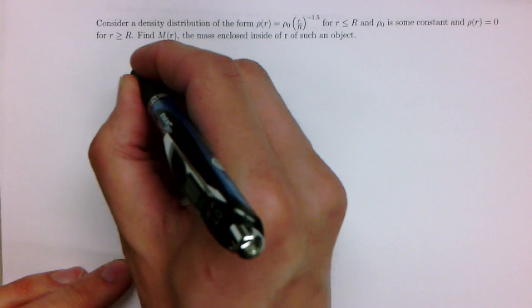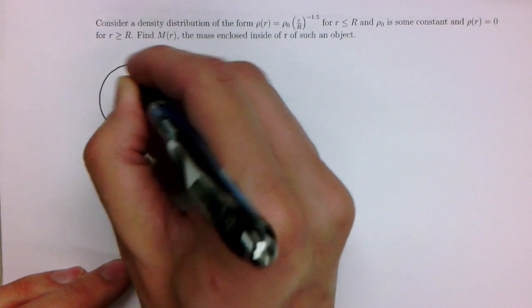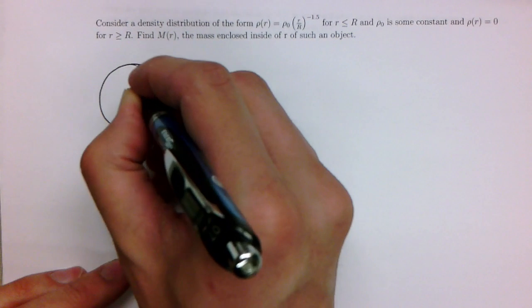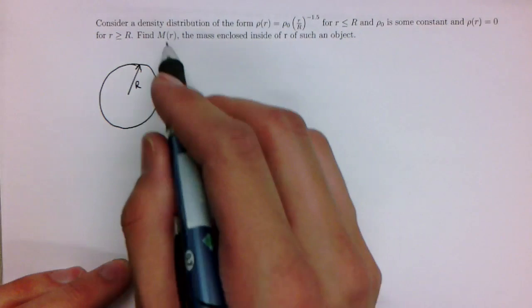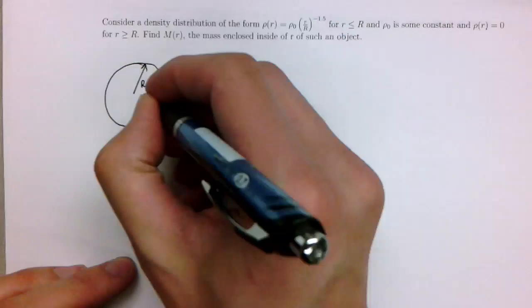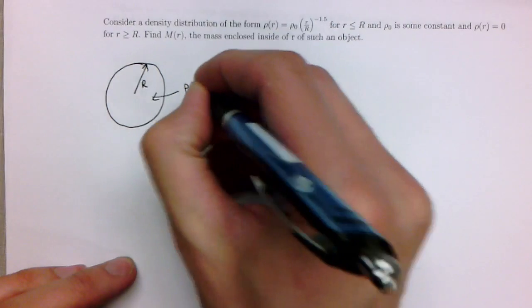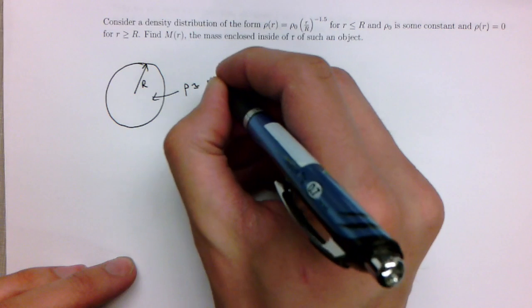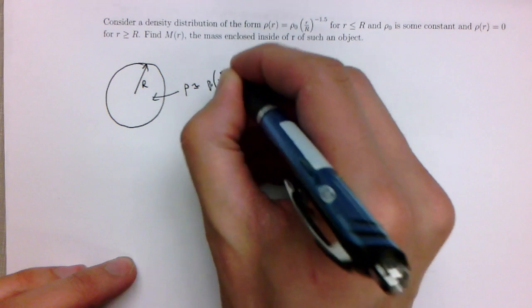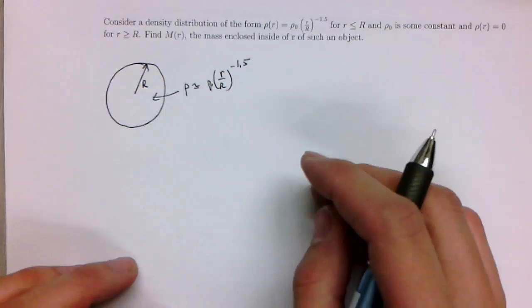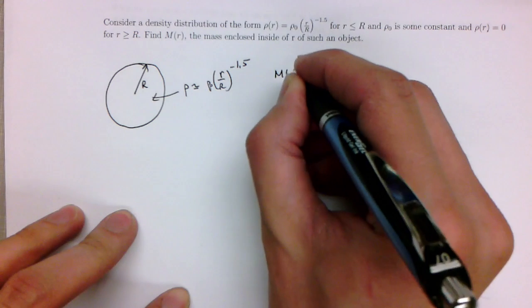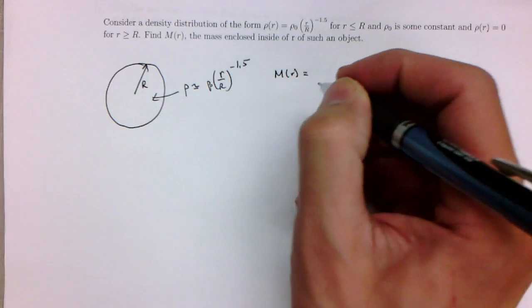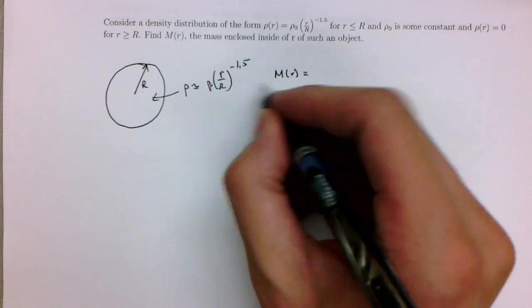So this is some object. It has some radius R. It's empty out there because rho of r equals 0 there. And inside of it, rho goes like rho 0 times (r over R) to the minus 1.5. All right, so let's consider the mass. Once we get the mass as a function of r, we can get the gravitational acceleration as a function of r.